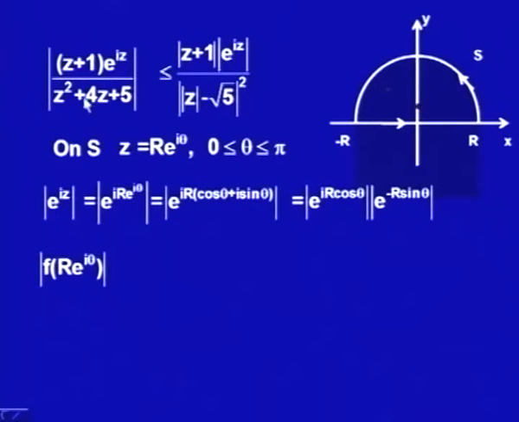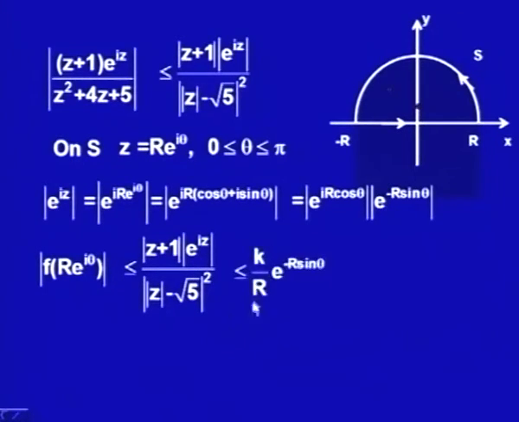In the similar manner, this bound for f(z), that is now I am writing as f(r e to the power i theta), what we would be getting is this: for this part we had already got that it is less than some constant k upon r, and e to the power iz is e to the power minus r sin theta.